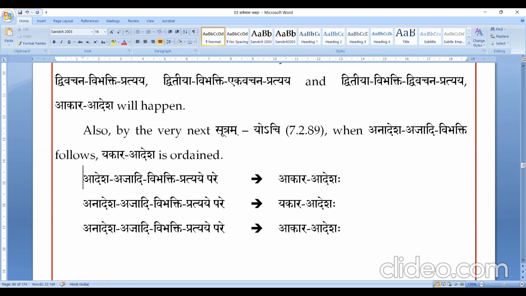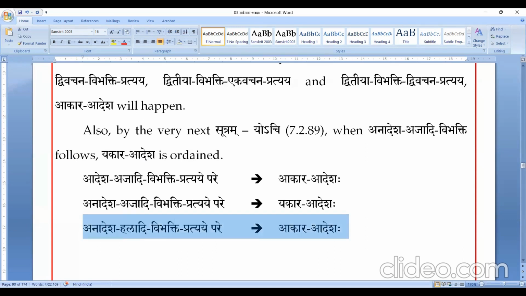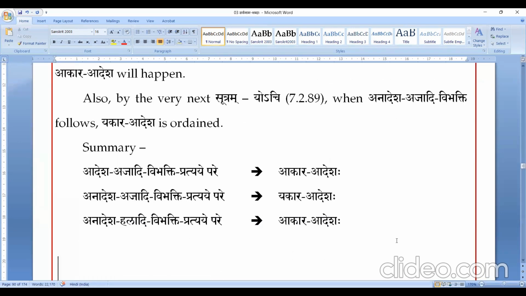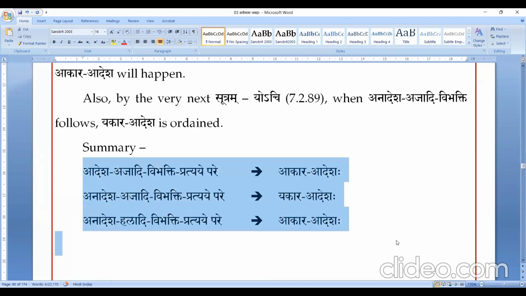Therefore, what is left out? Adesha Ajadi Vibhakti Pratyaya is covered. What is left out is only Haladi. That is why in Ishpadasmadoho, Haladi is there. We can bring Hali as Anuvritti from the very previous sutra, and that is what is left out. Therefore, when Anadesha Haladi Vibhakti Pratyaya follows, we get Akara Adesha. Is it clear? This is a summary, not written, but it must be clear. Combining all the sutras, this is the understanding.